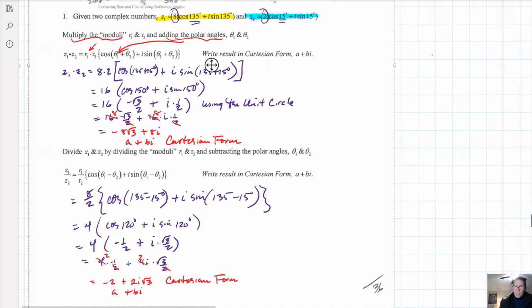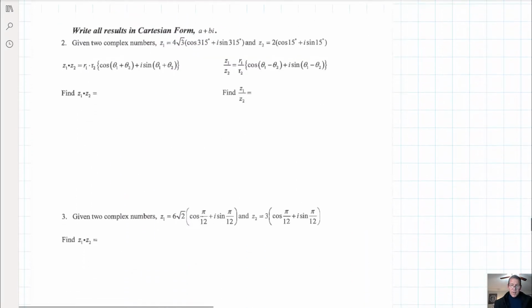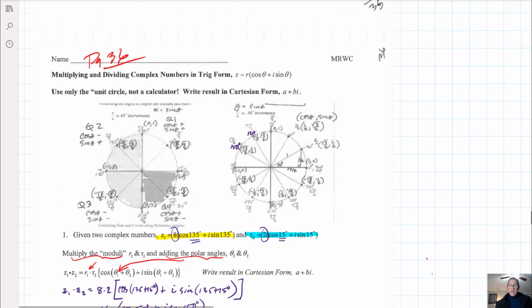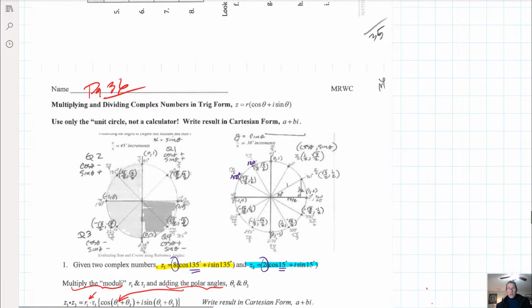When you multiply numbers in trig form, you multiply the moduli and you add their angles. And then when you divide complex numbers in trig form, you divide their moduli and subtract their angles. There you go. So you go ahead and continue here. You finish page 37, and then I will see you back in class at another date.